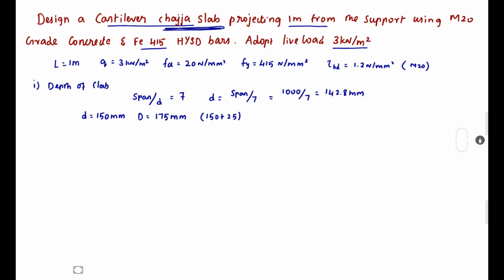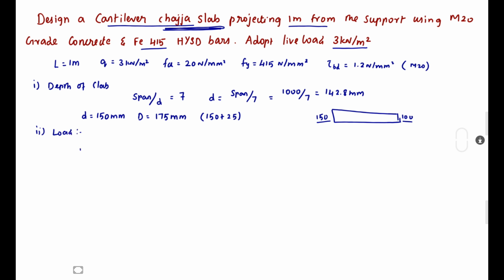Next thing is we can provide the slab as gradually reduced to 100. Here the depth of slab is 150, here the depth of slab is 100. So 150 mm and 100 mm. Generally we are providing the sunshade like this. So we can provide one side as 150 and gradually reduce it to 100 on the other side. Now we can find out the loads.